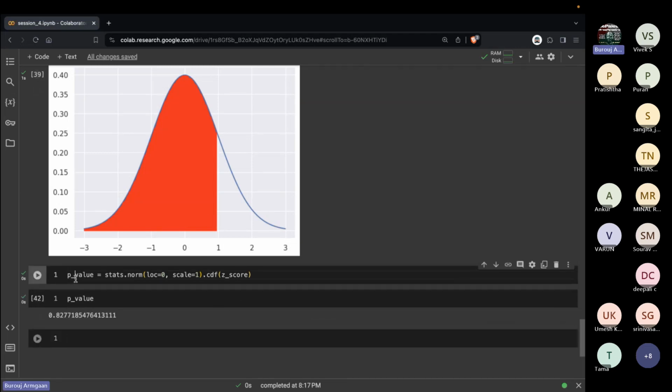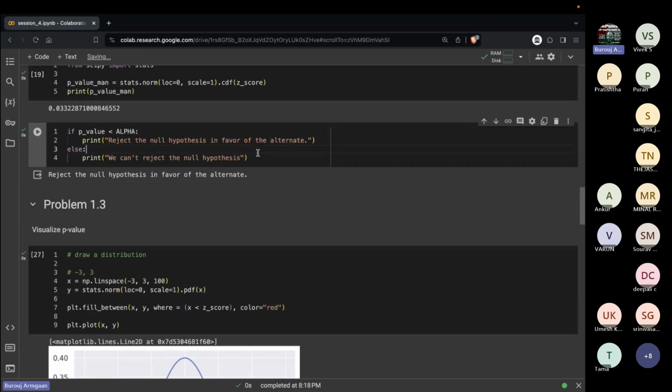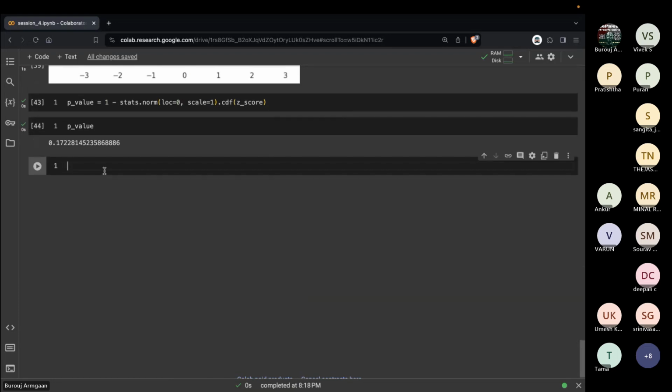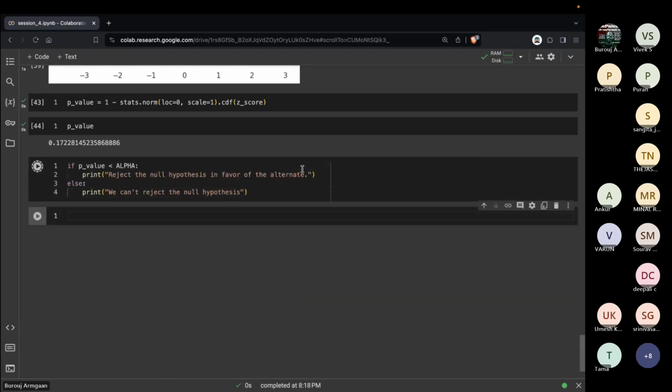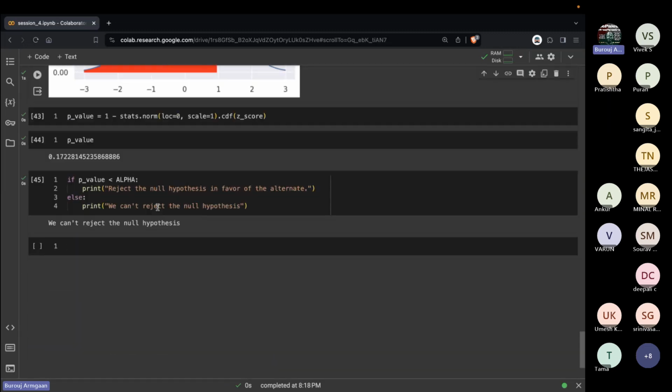What it's doing is, this p-value is actually a probability. It's just saying, give me the z-score, I will give you the area from this point to this point. But we don't want that. We want the area on the other side. So we just subtract it. That is, 1 minus this thing will give me the actual p-value. If we print that, we get 0.17. And if we again do this check, this time we can't reject the null hypothesis.